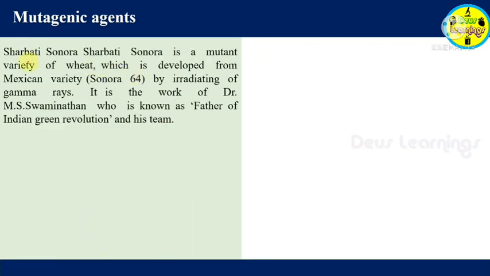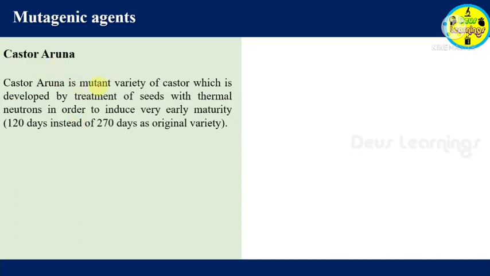Then there is an example, for example, Sharbati Sonora. Sharbati Sonora is a mutant variety of wheat. It was developed from the Mexican variety Sonora 64 by irradiating with gamma rays, and this was done by MS Swaminathan, who is known as the father of the Indian Green Revolution. Just remember this for your exam. Then there is Castor Aruna. It is a mutant variety of castor, which was developed by treating seeds with thermal neutrons in order to induce very early maturity. Instead of 270 days, it was ready in 120 days.